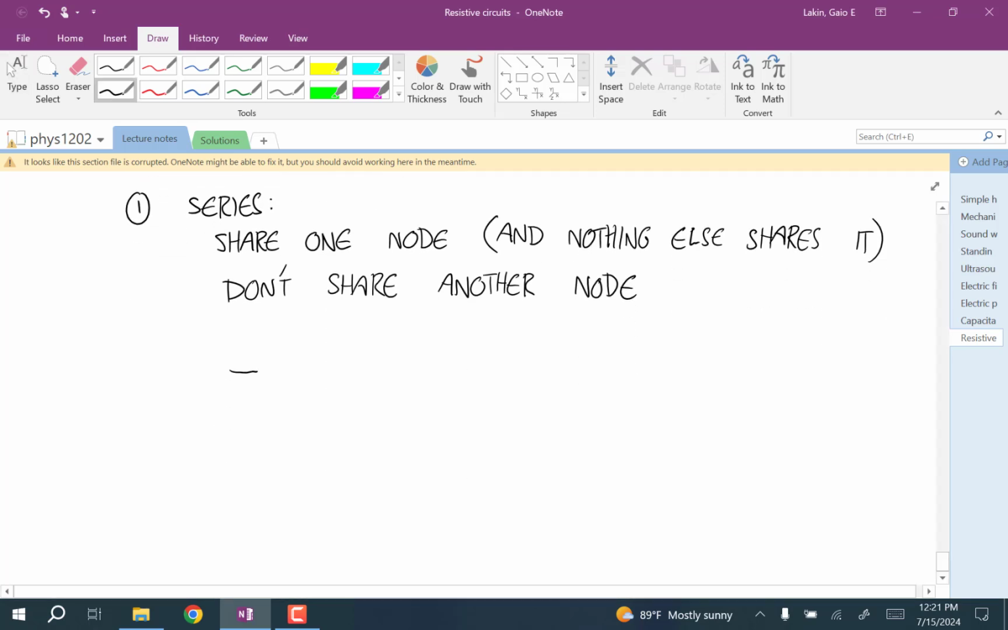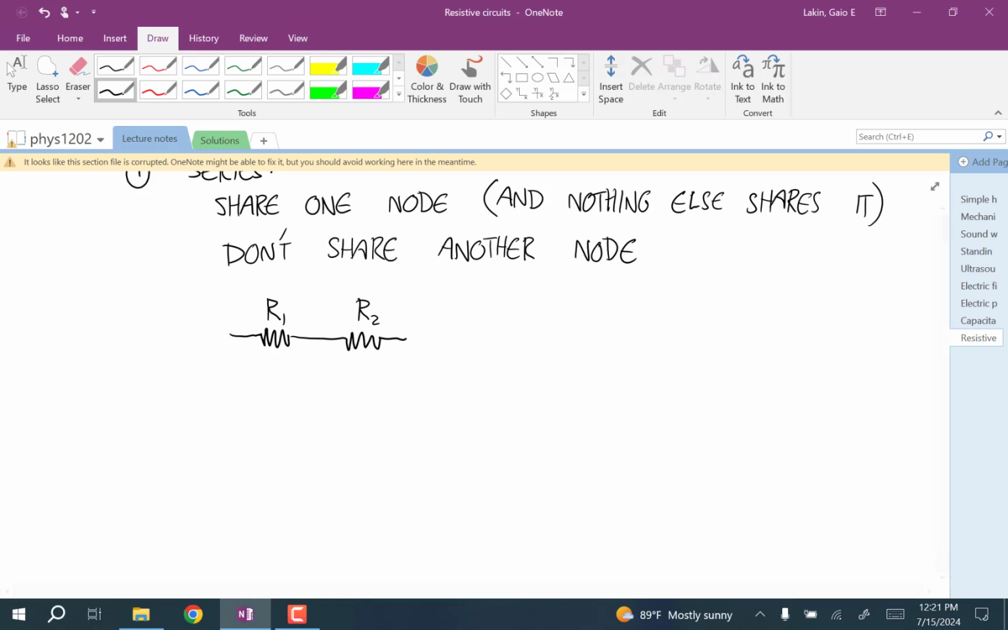And so an example of resistors in series is something like this. You have one resistor here and one here. They share the node that connects them, but they don't share the other nodes. Series resistors have the same current but different voltages.